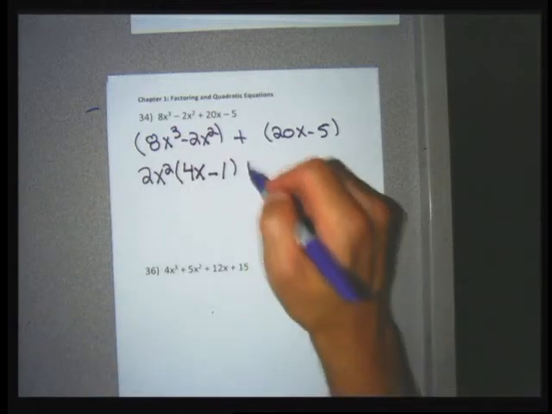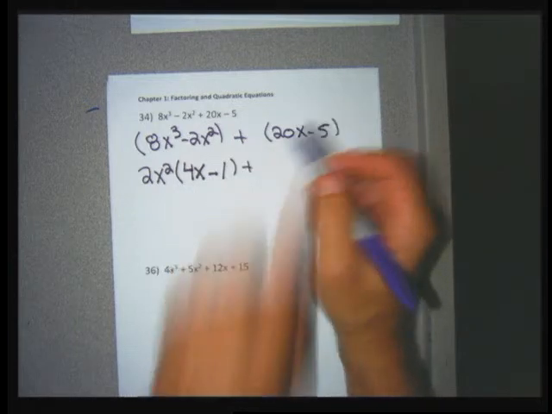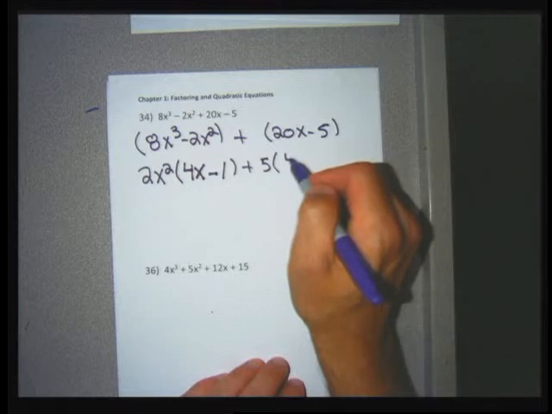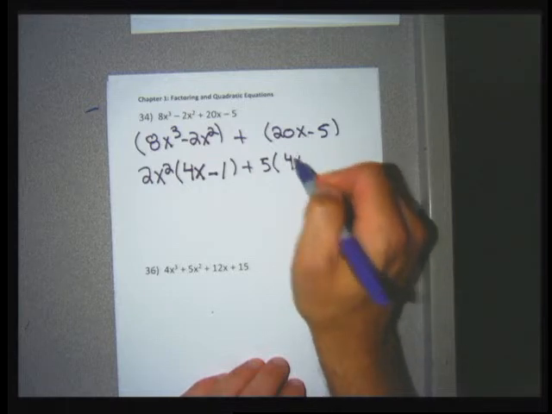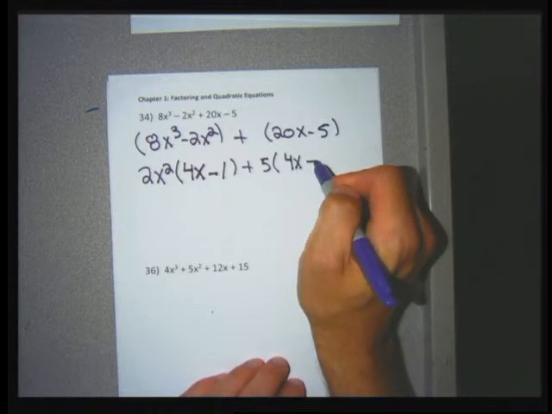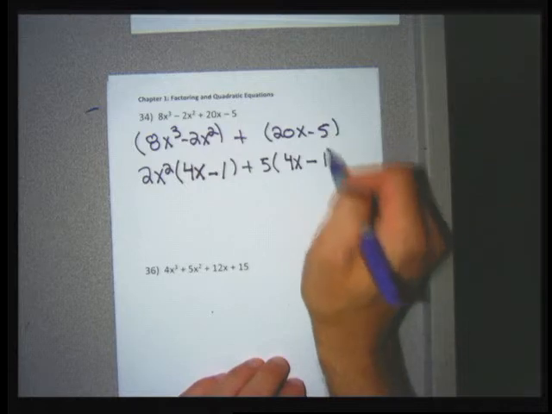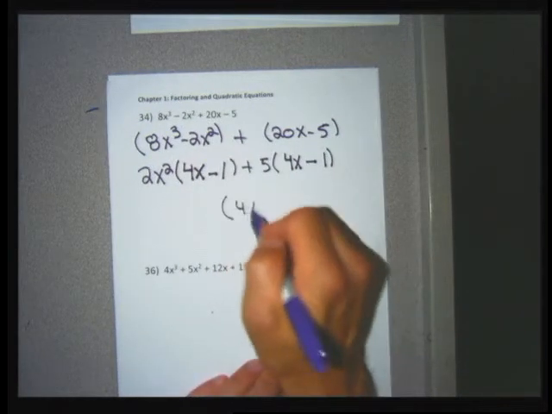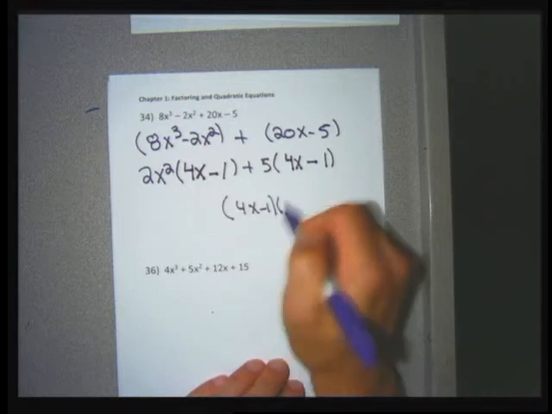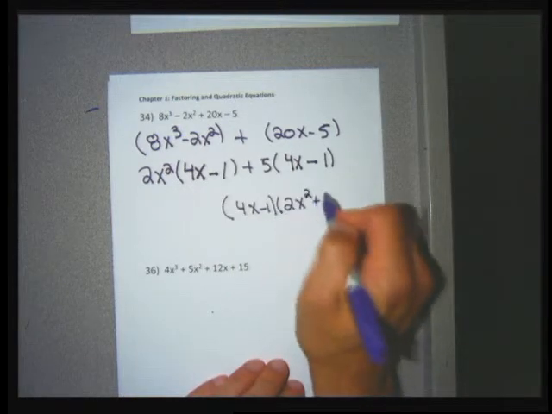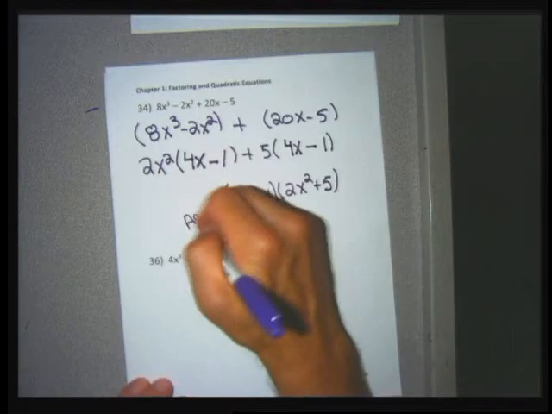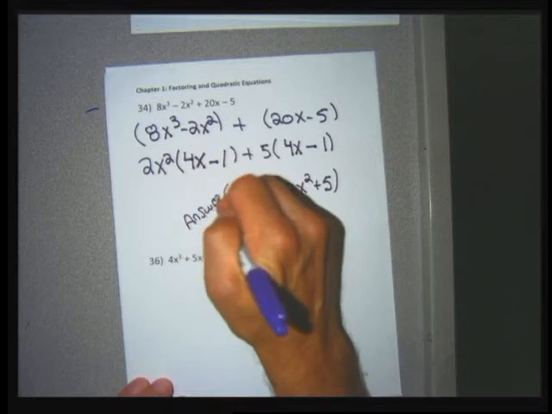Bring down my plus sign. Between 20 and 5, there's a common factor of a 5. When I divide 20 by 5, I'm left with a 4. I bring down the x. I bring down the minus sign. When I divide 5 by 5, I get 1. So this is going to be 4x minus 1 times 2x squared plus 5. Last one. I should probably write the answer, but generally the last thing I write's the answer.